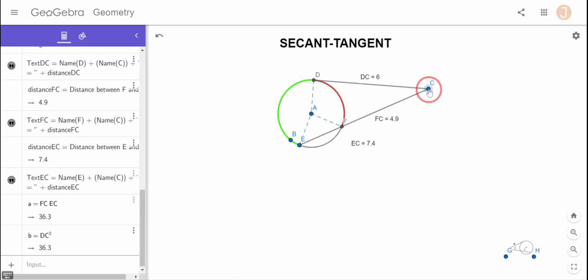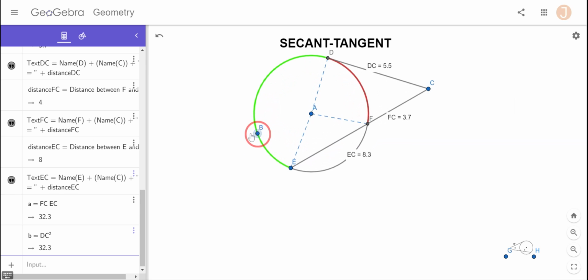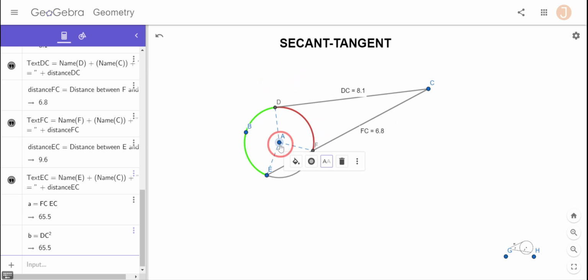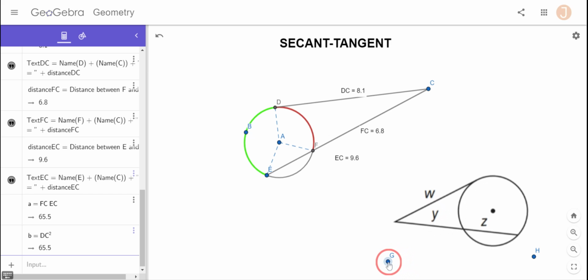Now, when we move point C around, look, those two numbers are the same. We can make our circle bigger. Those two numbers stay the same. We can move point A, and those two numbers stay the same. So it looks like the product of these two secant segments is going to equal the square of the tangent segment. The product of these two secant segments is going to equal the square of that tangent segment.